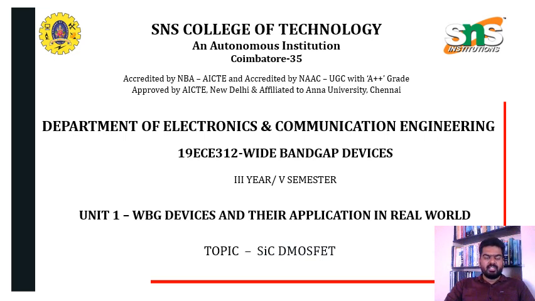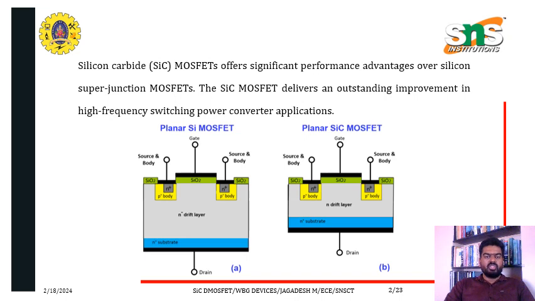Today, in our video lecture, we are going to discuss the SiC DMOSFET. Let's get into the topic. So, SiC DMOSFET, what is that? Silicon Carbide MOSFET offers significant performance advantages over silicon superjunction MOSFET. The SiC MOSFET delivers an outstanding improvement in high frequency switching power converter applications.